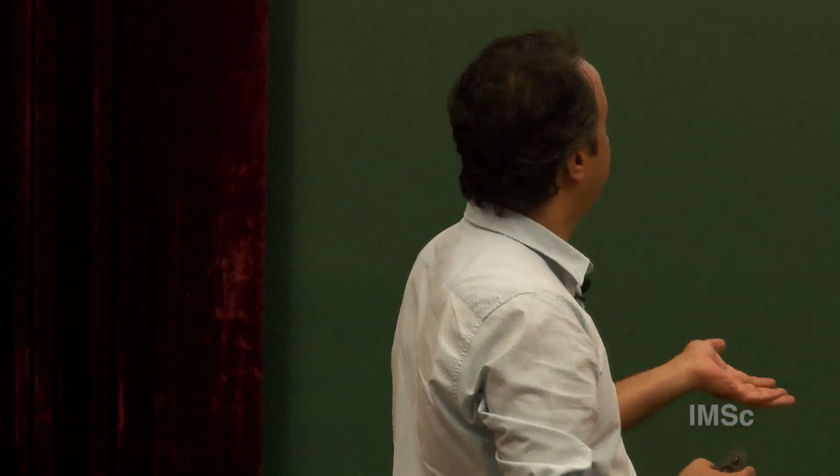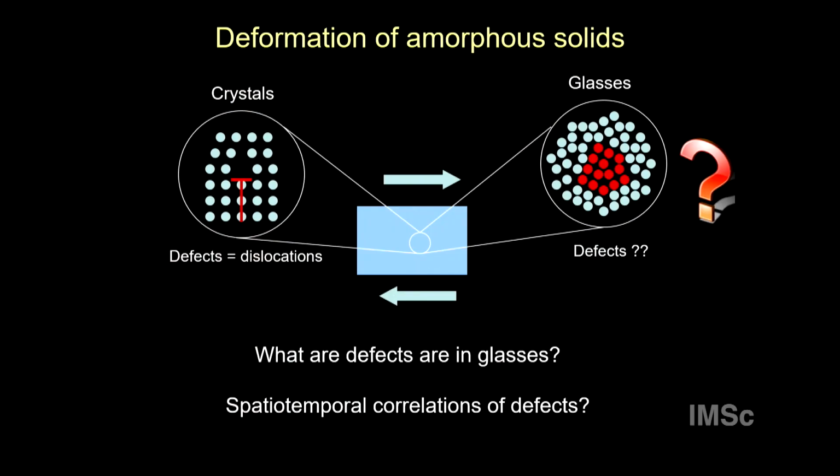That's the understanding that we have right now. Whenever you have this rearrangement of particles, it gives rise to long range fields around it. But what we still do not understand is how overall deformation occurs due to spatiotemporal correlations of these defects. So this is where I'm going to shed some light today, about the spatiotemporal aspects of defects. How do they organize in space?